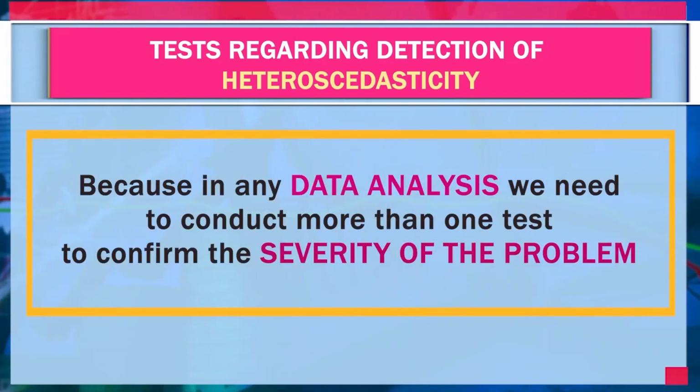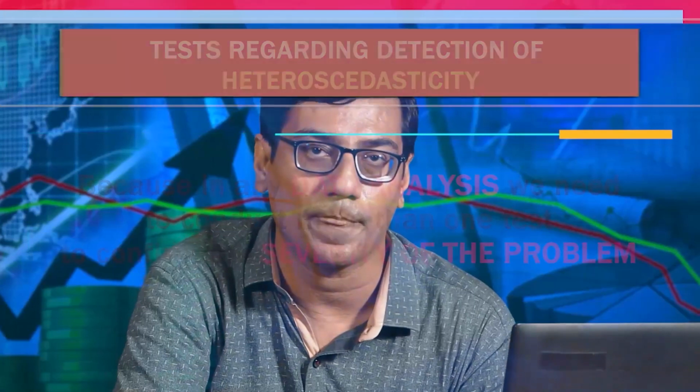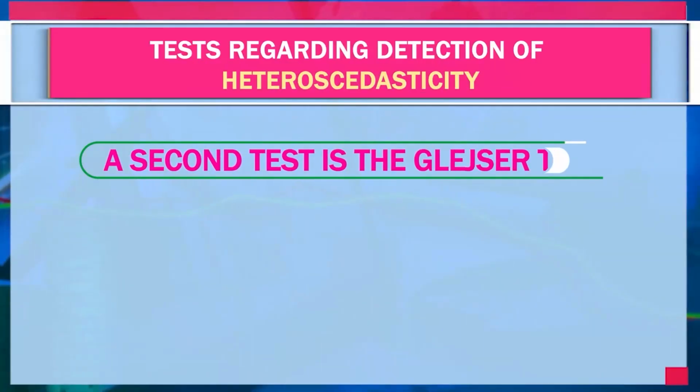Because in any data analysis, we need to conduct more than one test to confirm the severity of the problem. Because we need to identify the source of the problem. That is, what is responsible for the problem, which variable is responsible for this heteroscedasticity. So that can be explored if we want to conduct more than one test. So now we go for the second test, which is basically the Glejser test.